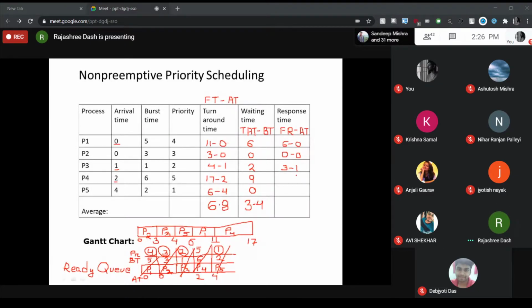For P4, 11 minus 2, that is 9. For P5, 4 minus 4, that is 0. So just check what you find here. The response time for each process is the same as its waiting time. So if you find the average response time, it is 3.4. Clear or any doubt?